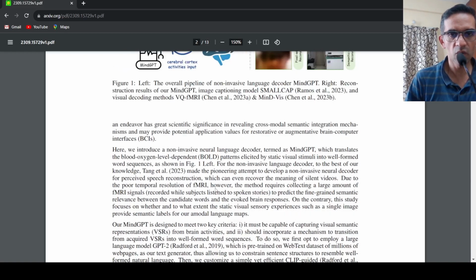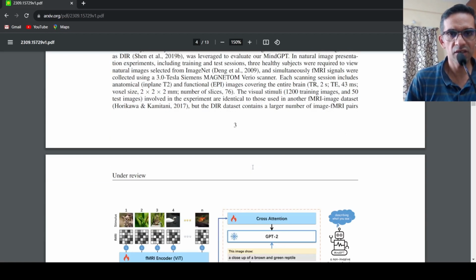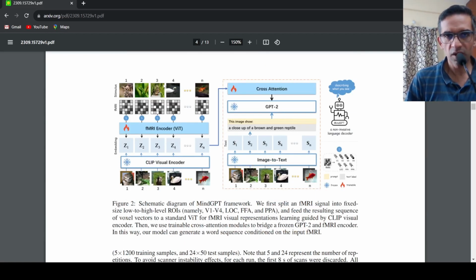So how are they doing it? What they are doing over here is very interesting. Their approach is converting those fMRI recordings using an fMRI encoder. Okay, this is a standard vision transformer, a ViT. So using this ViT transformer, basically this fMRI encoder takes the fMRI recording from the person viewing the image and converts it into an embedding. Okay, this embedding is guided through a CLIP visual encoder.